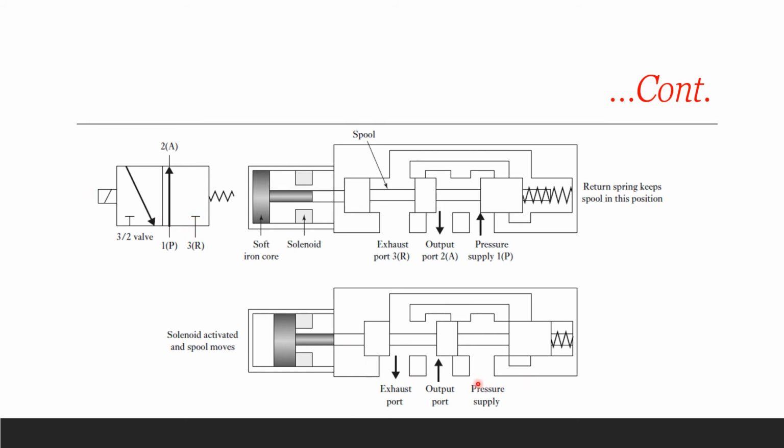Now the second working position is represented by the second square. In this position, the spool moves and the pressure supply is cut off. The flow is from the output port 2 to the exhaust port 3. That is represented here by the arrow-headed line from the second port to port 3, and the flow being cut off at the pressure supply port, the first port, is represented by this line. So this is how a 3/2 spool valve is represented using the symbol.